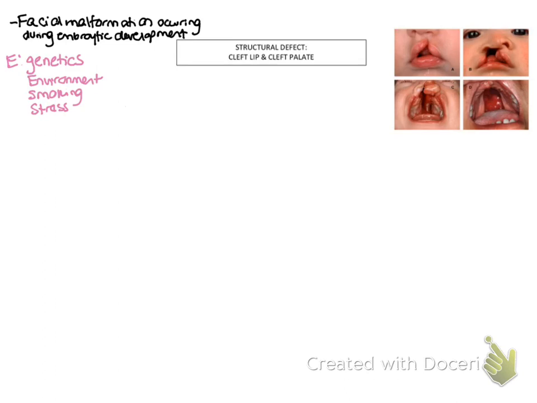Stress, both physical stress and emotional stress. There are certain drugs like alcohol or seizure medicines that are detrimental to the baby. Nutritional deficits like folate.